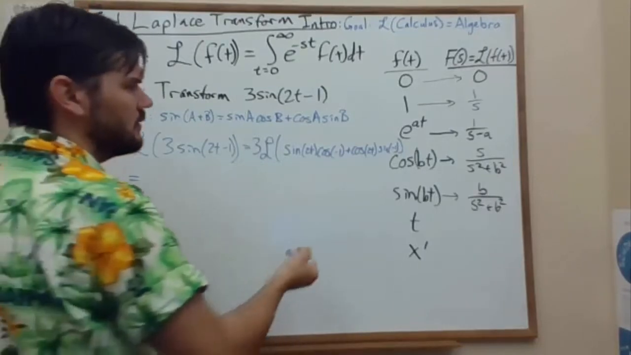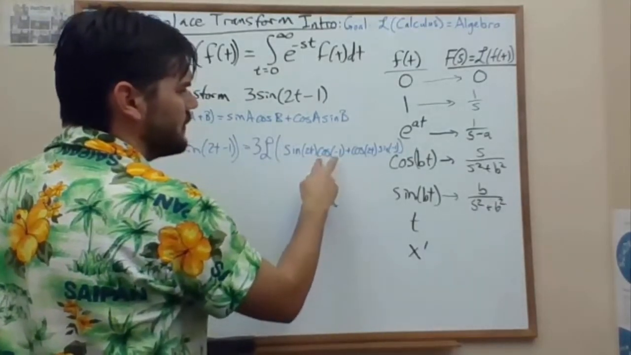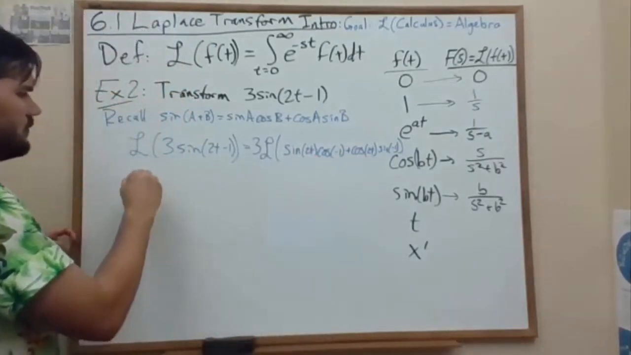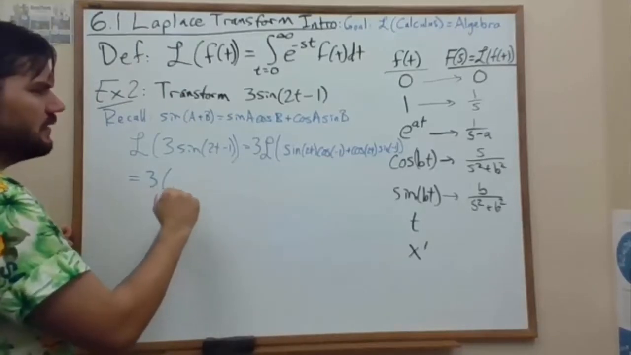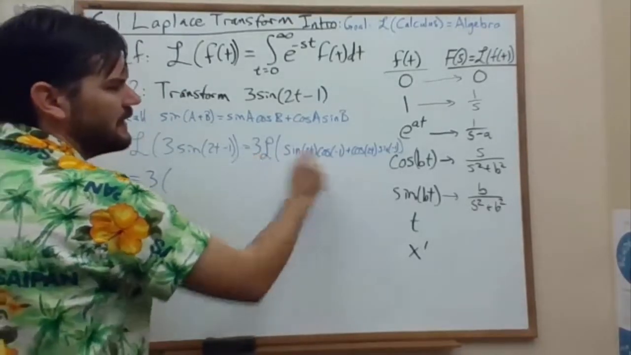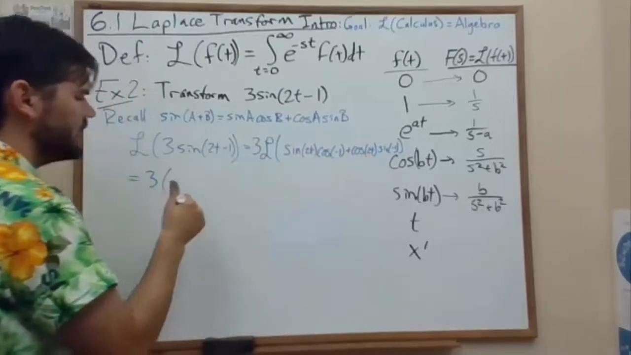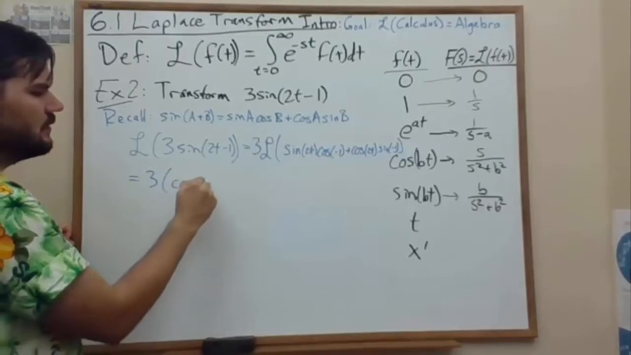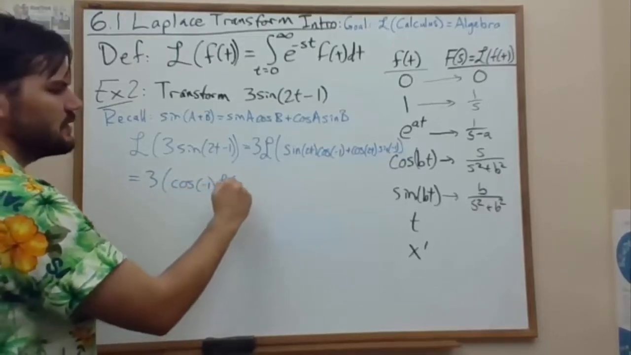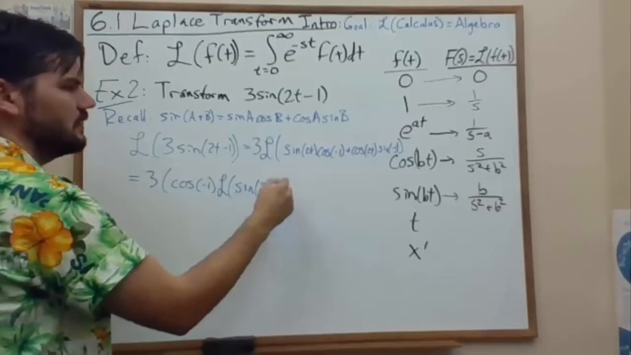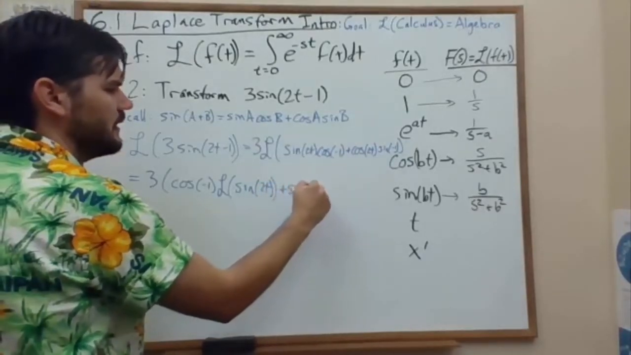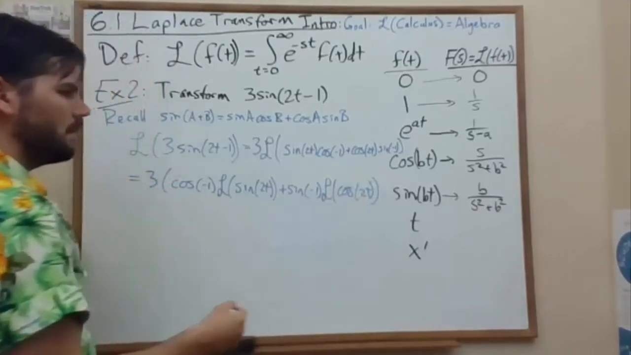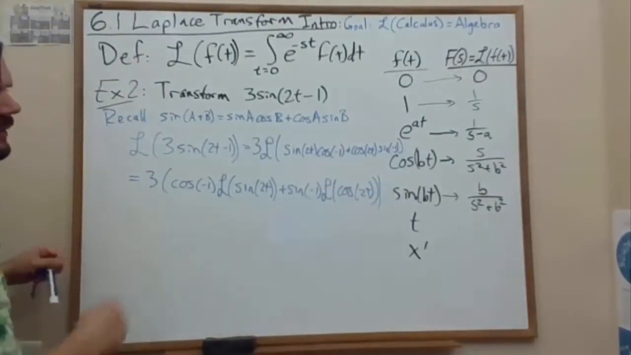Now, this cosine of negative 1 is a constant. So I can pull that out and use linearity, moving my L into the functions, sine and cosine, pulling the cosine of negative 1 out first. Cosine of negative 1 times the transformation of sine of 2t plus sine of negative 1 times the transformation of cosine of 2t. Okay, and all that's multiplied by 3.